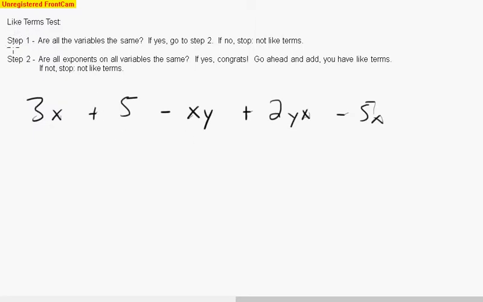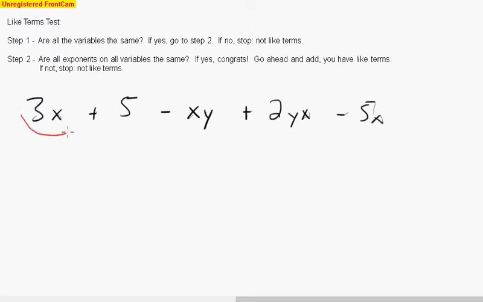So for a like term test, step 1, are all the variables the same? If yes, you can go to step 2. It doesn't mean they're like yet, it just means you can go to step 2. But if the variables are not the same, you can stop because they're not like terms. Step 2 says, are all exponents on all variables the same? If yes, congrats. Go ahead, you can add. You have like terms. Now, I don't think we're going to get into exponents at all yet, but we're going to cover them now anyway. For example, here's one straight from your book, and there are no exponents on any of these.